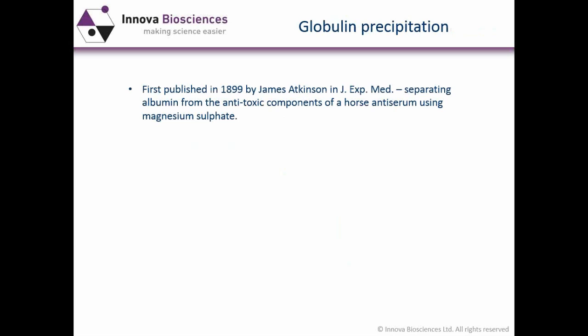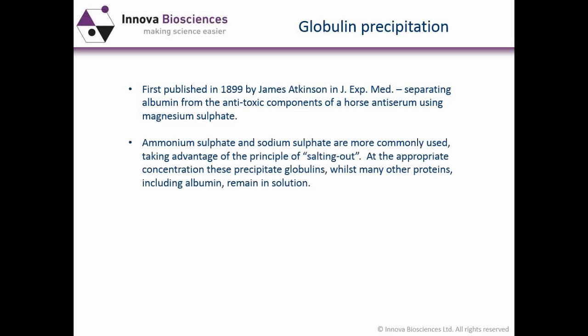I'll start with globulin precipitation, which is really the most basic form of antibody purification, and remarkably was actually first published in a format in 1899 by James Atkinson in the Journal of Experimental Medicine. He could actually show that he could separate the antitoxic components of a horse antiserum using magnesium sulfate. This was remarkable at the time because people's understanding of antibody responses, etc., was actually not very great.